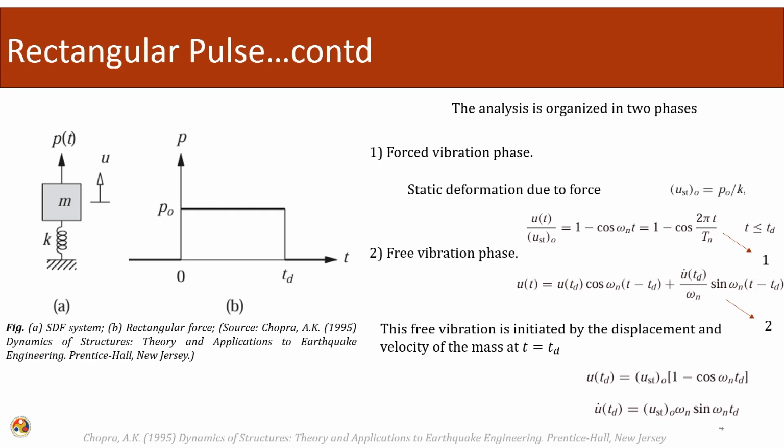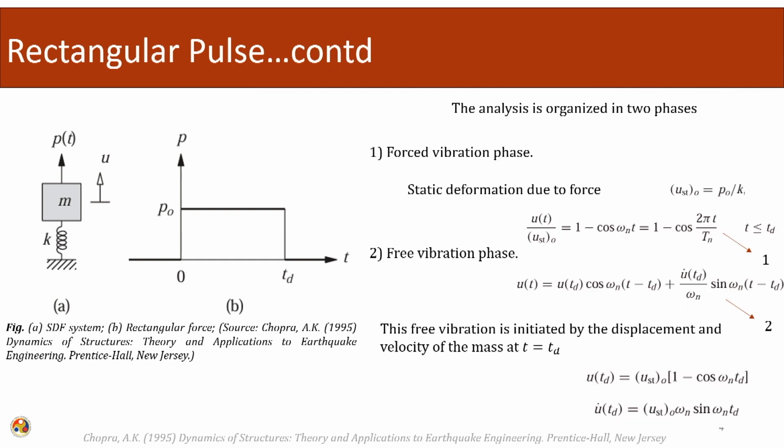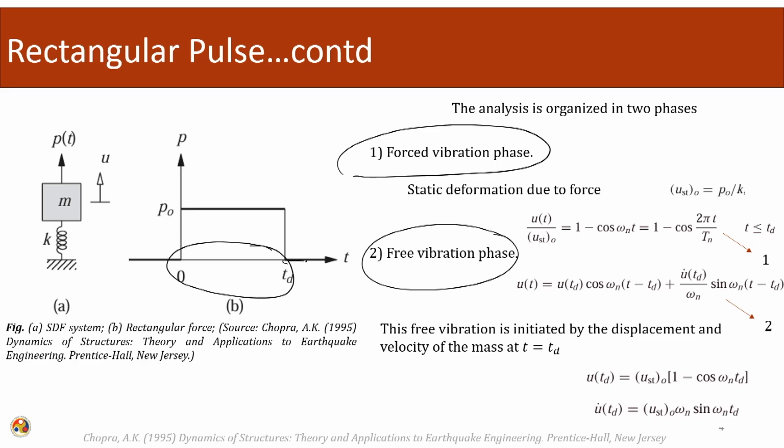As we know, the analysis will be in two phases. Till time t equals Td, the force is acting on the system, and after time t greater than Td, there is no force on the system. That is why the analysis will be organized into two phases: the forced vibration phase, when the system is responding to the application of the force, and the free vibration phase, once the effect of the force is not there and the system is behaving in free vibration. Now we will see how to analyze the forced vibration phase and the free vibration phase.